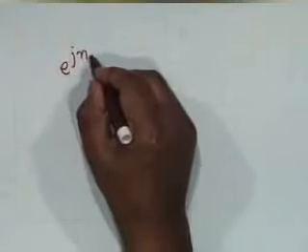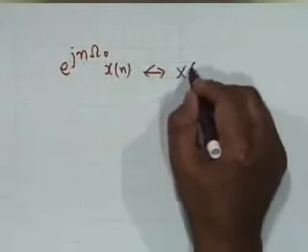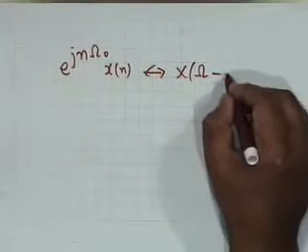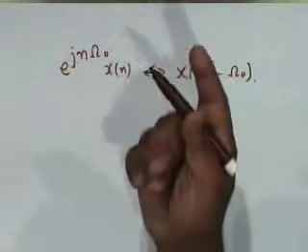Now, is this a surprising result? We already derived this, isn't it? We already derived that if you multiply a signal x of n by e to the j n omega 0, then it is simply x of omega minus omega 0. And this is the great result that we derived through application of the modulation property. And therefore, it is a verification of the modulation property.